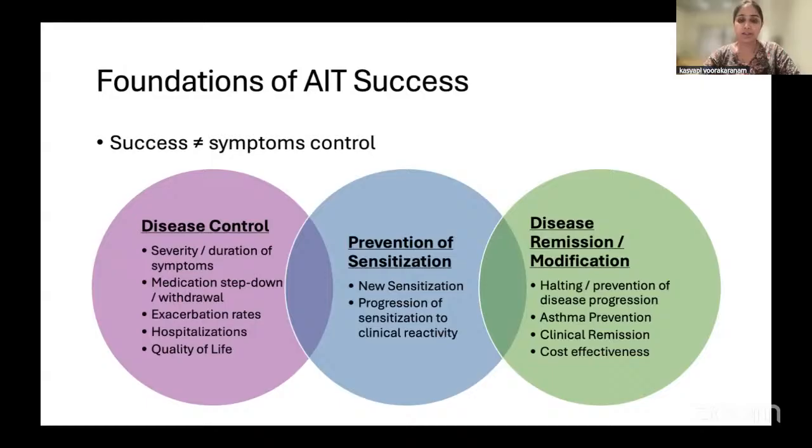Prevention of sensitization: neosensitization can be prevented by allergen immunotherapy. All of us know that. So the success of immunotherapy also depends on this. And progression of sensitization to clinical reactivity can also be assessed.